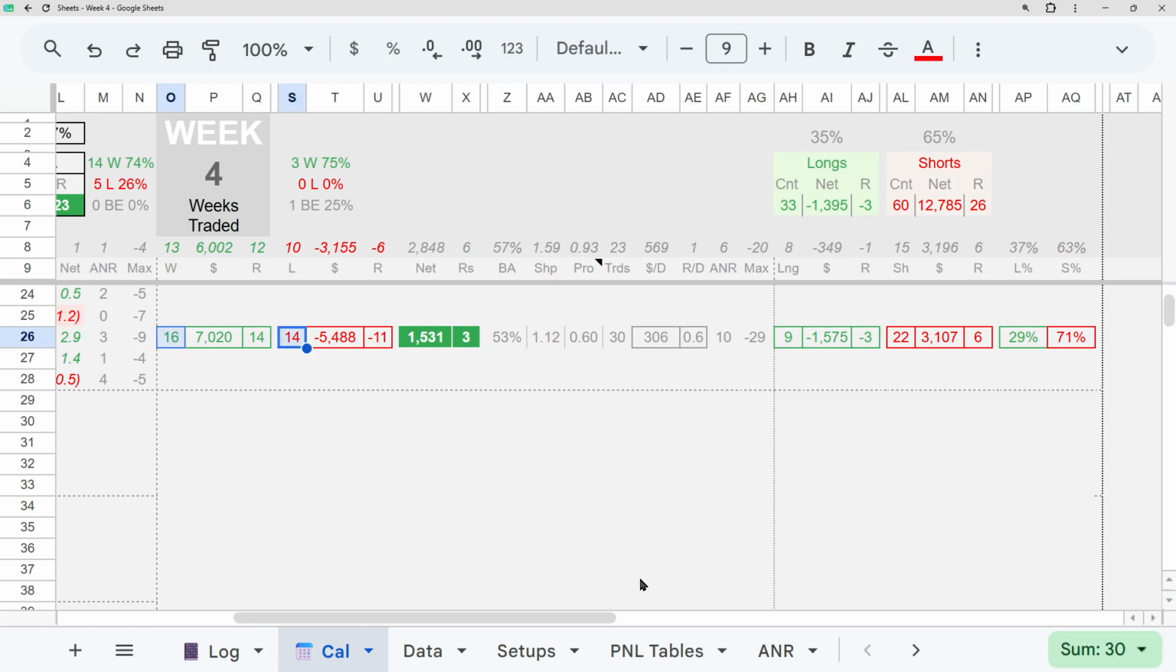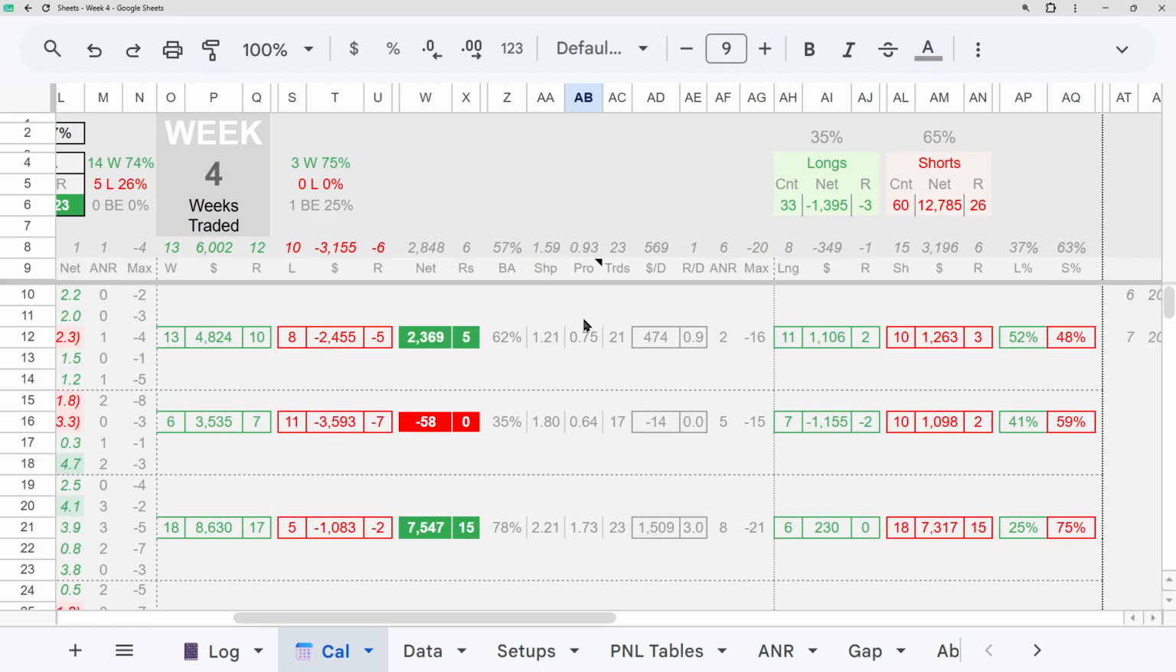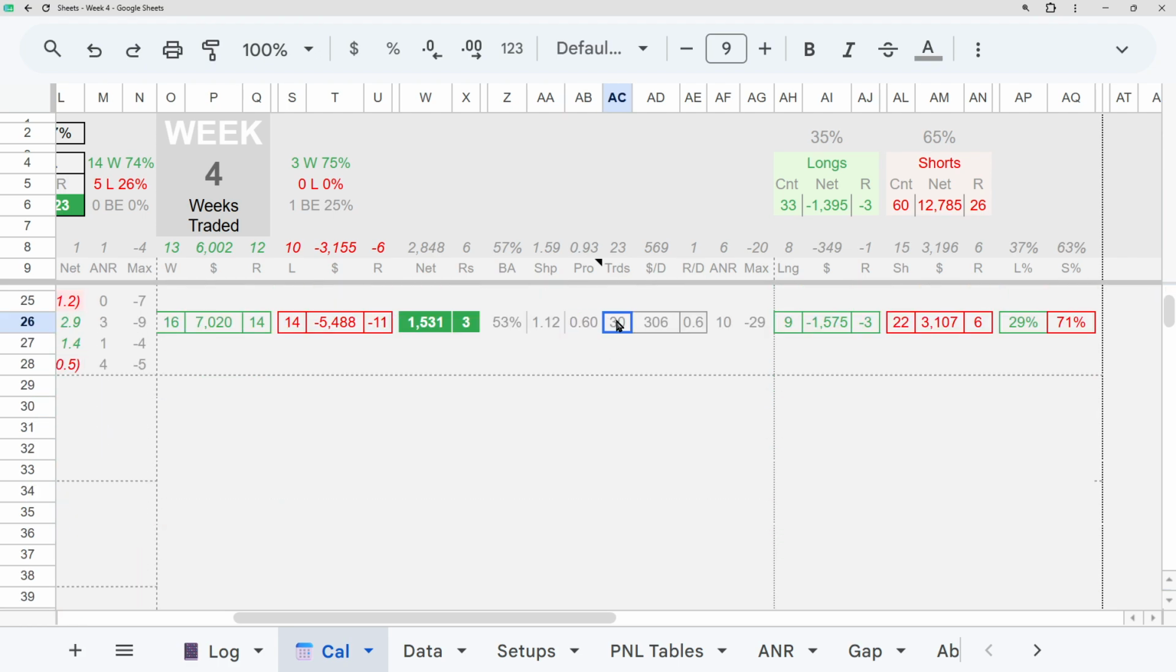You can just add these two. I also have it there. The Sharpe ratio is 1.12. Profit factor is 0.6. And I had to go back to change the formula because I made a mistake in the formula. 30 trades in total. This amount in 5 days is the equivalent of this amount per day. 10 total additions this week, and almost 30 Rs left on the table this week.